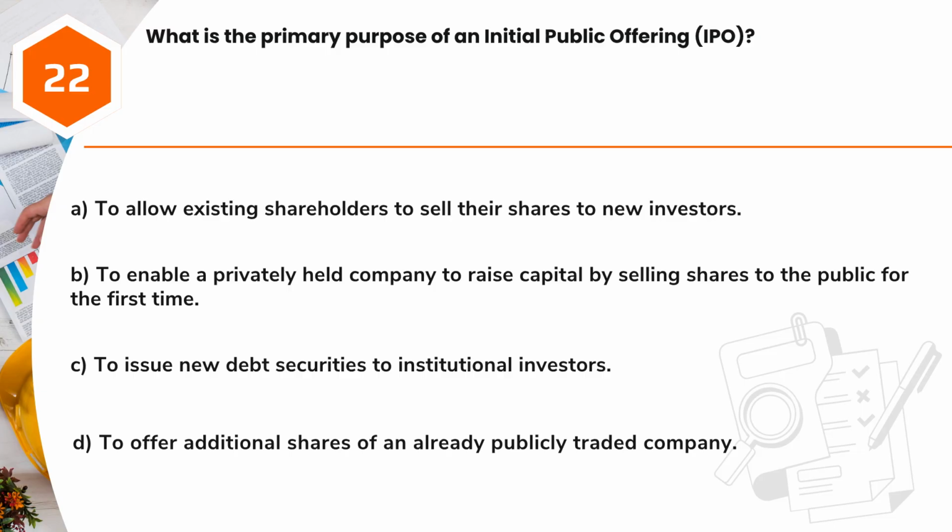Question 22. What is the primary purpose of an initial public offering, IPO? A. To allow existing shareholders to sell their shares to new investors. B. To enable a privately held company to raise capital by selling shares to the public for the first time. C. To issue new debt securities to institutional investors. D. To offer additional shares of an already publicly traded company.